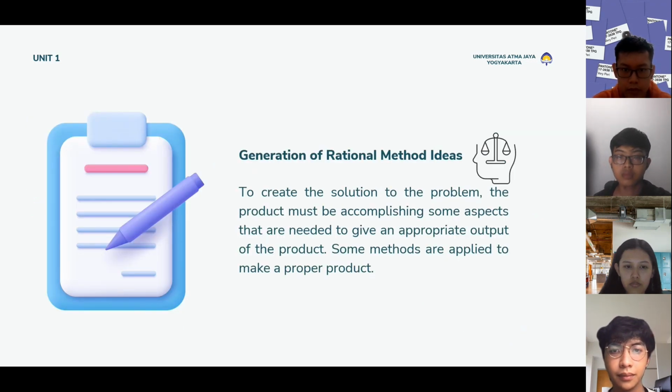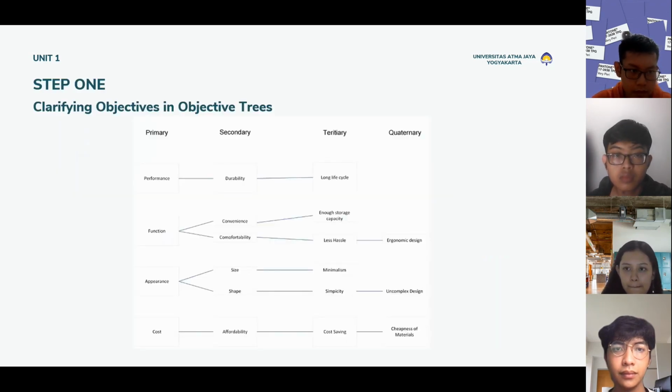And through the generation of ideas, we use rational methods to give the best output for this product. Next. The first is the objective tree. As you can see, there are 4 primary objectives, which are performance, function, appearance, and cost. And it will be branched into secondary, tertiary, and quaternary.